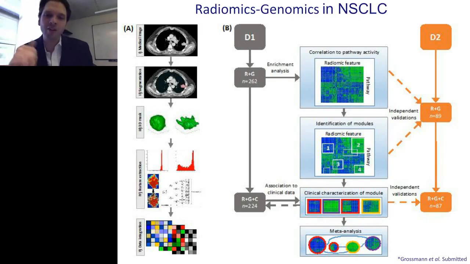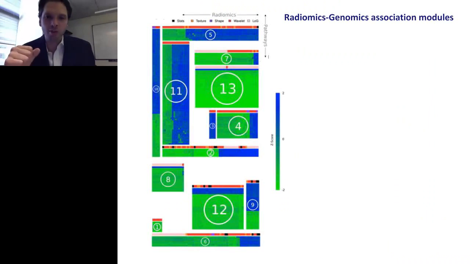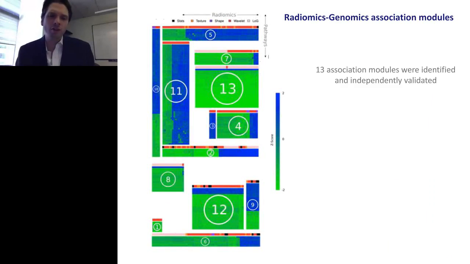So we could see if these modules are indeed significantly distinct from background also in this independent validation data set, to investigate if this was really a true signal, but also we could validate the clinical associations there. And this is the most important result that we have shown. These are 13 different association modules that we identified in this data and also independently validated in the validation data set, where we used some robust statistics using perturbation to make sure that it was really significantly distinct from background.